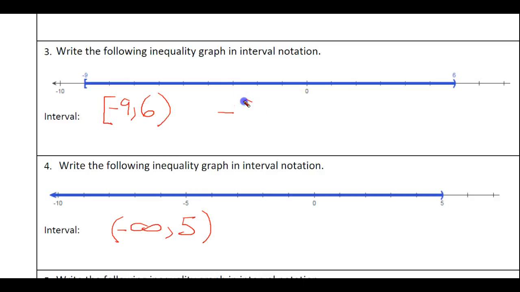So it would be negative 9 is less than or equal to x is less than 6. And here it's going to be x is less than 5. And for this one, if we wanted to put it in set builder notation, just add x such that x is that.